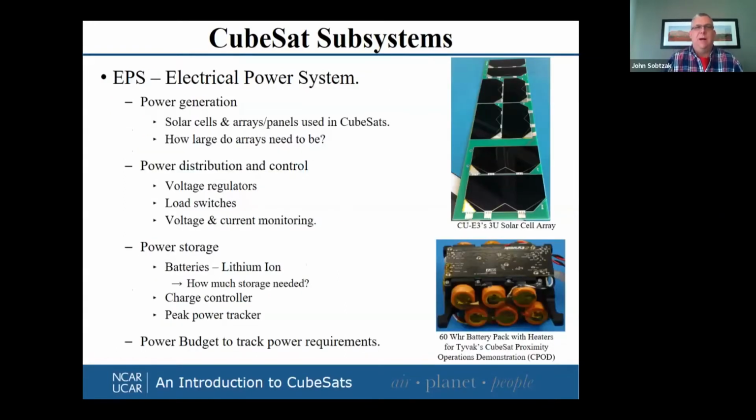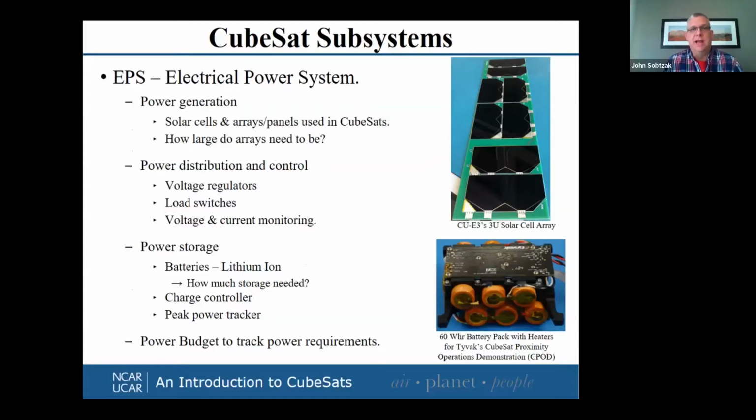EPS, the electrical power system, has a few requirements. First of all, as one can imagine, it's responsible for generating the power that the CubeSat needs. That is done through solar cells and solar arrays on CubeSats. On the right-hand side, you see the solar cell array that's going on the side of the CUE cube. That's a 3U solar cell array.